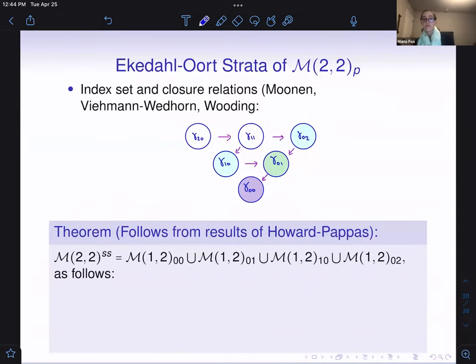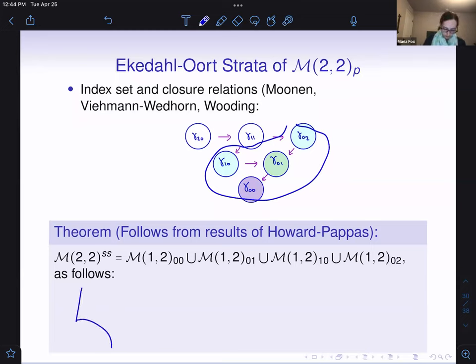And we see the same phenomenon in signature (2,2). Now we have several more Ekedahl-Oort strata, again with the same conventions, a similar picture for the closure relations. This was not written explicitly in the paper of Howard and Pappas, but follows immediately from their results, that the supersingular locus consists of the bottom four, bottom in the sense, these four strata. And again, the stratification informs the geometry.